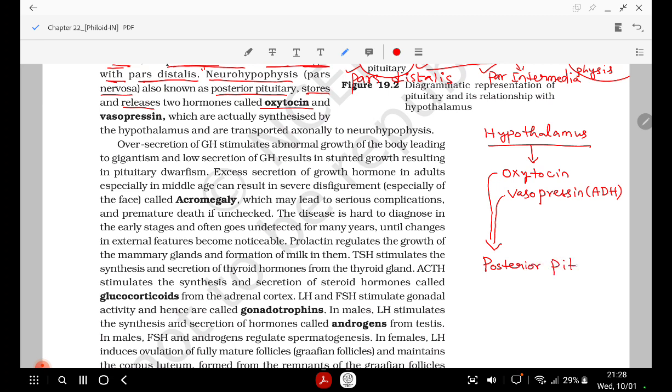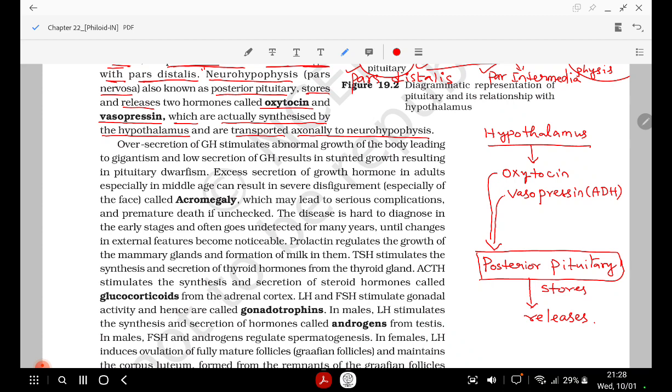Whenever the posterior pituitary is stimulated, it releases the stored oxytocin and vasopressin. Oxytocin and vasopressin are actually synthesized by the hypothalamus and transported axonally to the neurohypophysis. So hypothalamic neurosecretory cell axons transport those hormones to the neurohypophysis. There in the posterior pituitary, it stores and releases them when required.